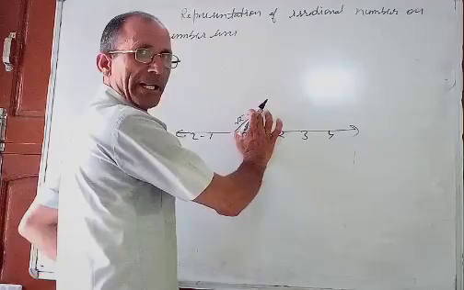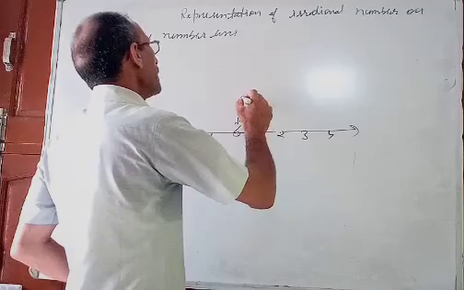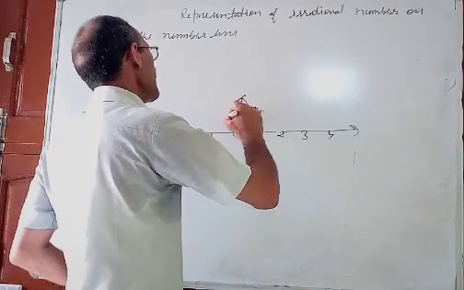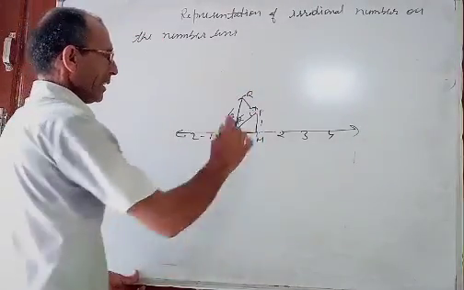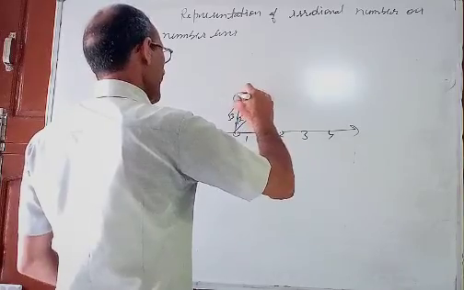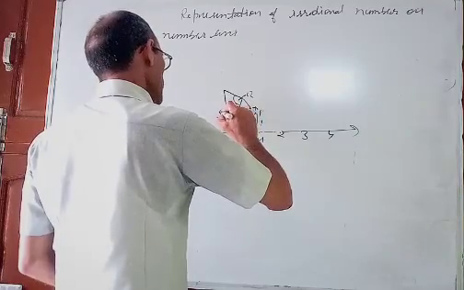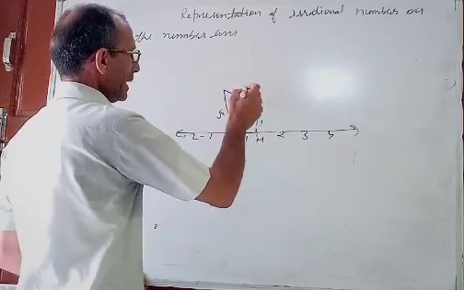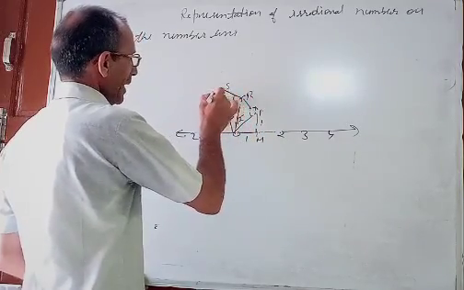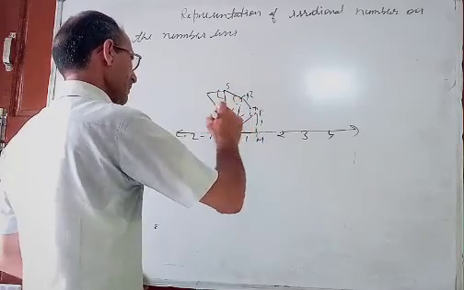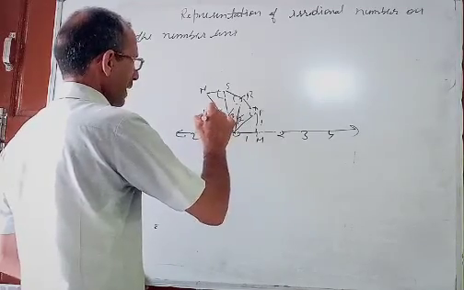Now OP as a base, make a 90-degree angle and cut 1 unit. So this will be root 3. Give any name Q. Now take root 3 as a base, make a 90-degree angle and cut 1 unit. This will be root 4. Give any name, R. Make a 90-degree angle and cut 1 unit and join with this one. So this will be N. So ON is representing root 5.